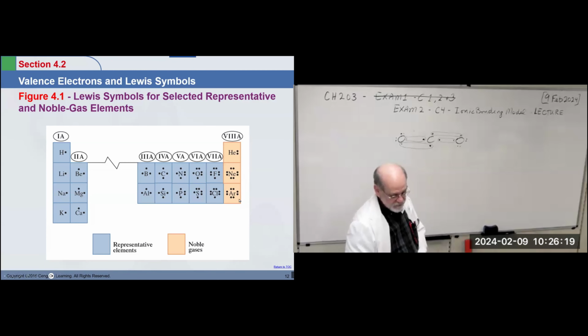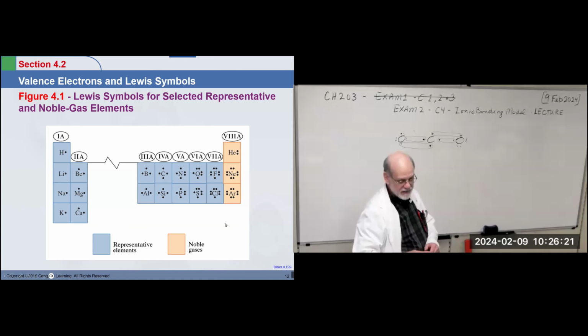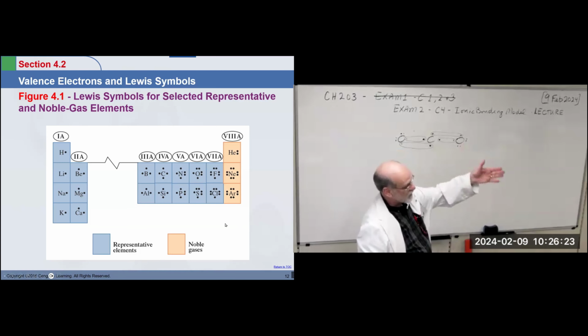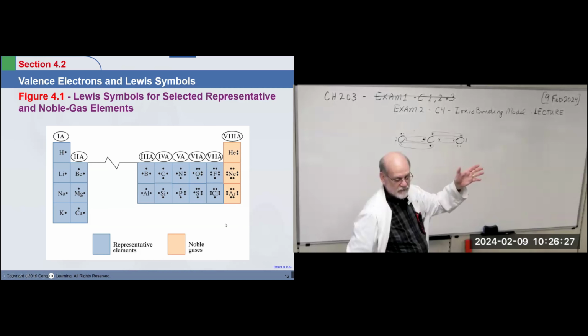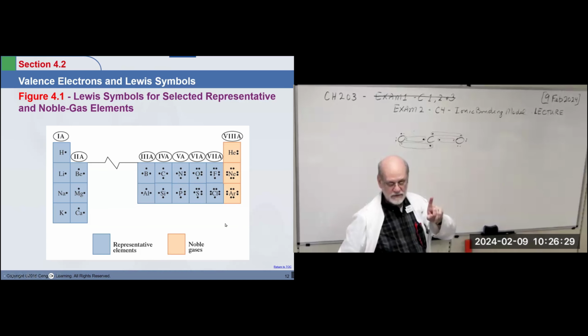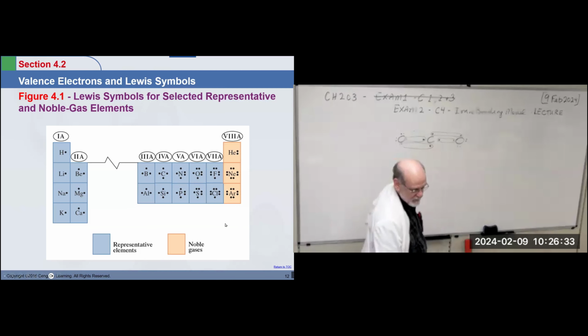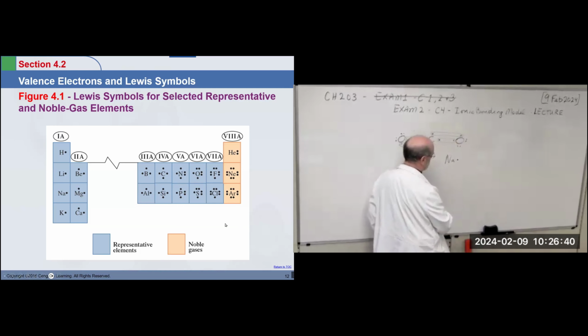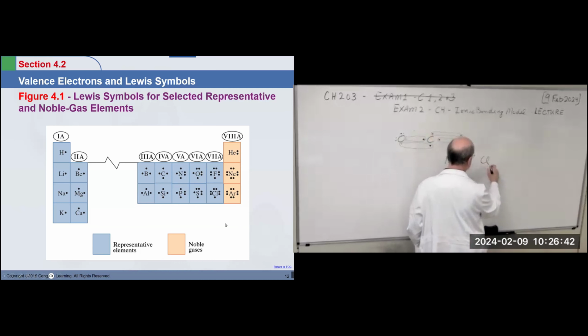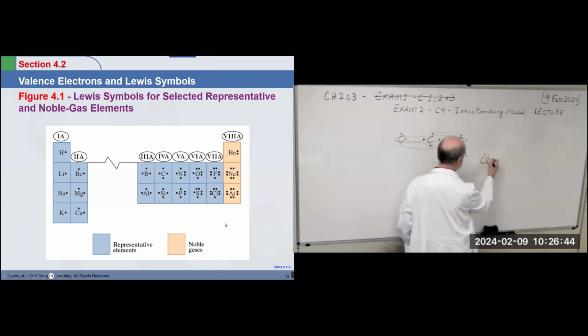Okay, there are some examples. Notice that in the far left column, all those elements have 1 electron in their valence shell, only 1. So for something like sodium, if it's got 1 electron here, and chlorine on the other side, you'll notice has 1, 2, 3, 4, 5, 6, 7.